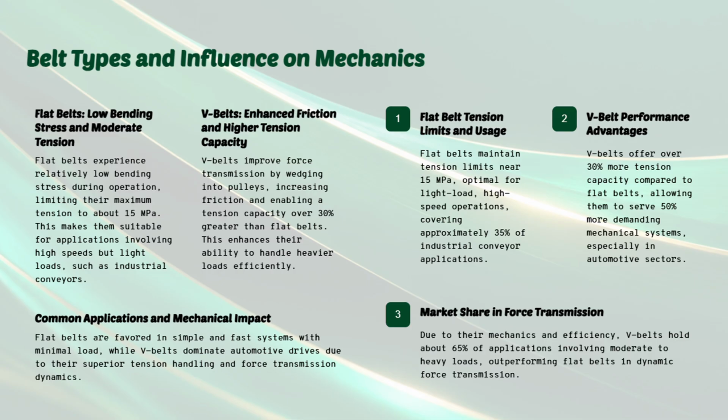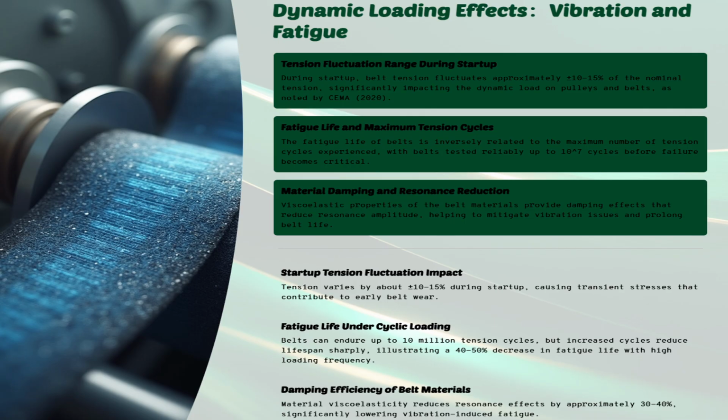On the other side of the spectrum are V-belts, which are specifically engineered for enhanced friction and higher tension capacities. A V-belt features a wedged profile that actively forces itself into the grooves of the pulley as it rotates, creating a wedging action that increases friction and provides over 30% more tension capacity than a flat belt. Because they can easily handle 50% more demanding mechanical loads, V-belts dominate about 65% of the force transmission market, serving as the go-to choice for heavy-duty industrial systems and automotive engine drives. Even the best designed systems must constantly contend with dynamic loading effects like vibration and mechanical fatigue.